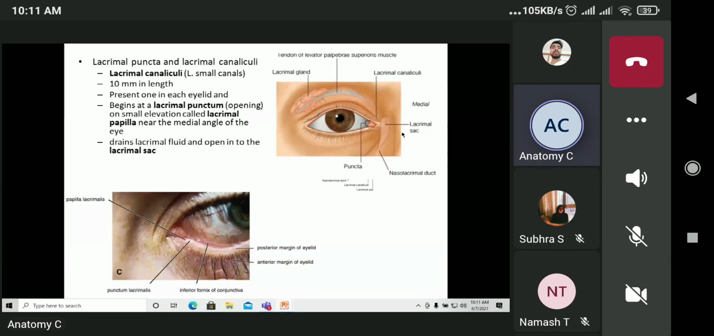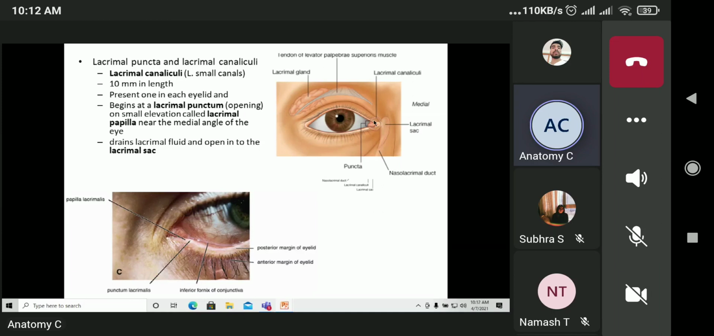So we'll talk about the lacrimal puncta. Look at it. This is the lacrimal puncta, this small one. Can you see here, this small one? This one, like this, is the lacrimal canaliculi. This L-shaped small canal is 10 mm in length. Can you see here, from the puncta to the lacrimal sac? This is the lacrimal canaliculi.